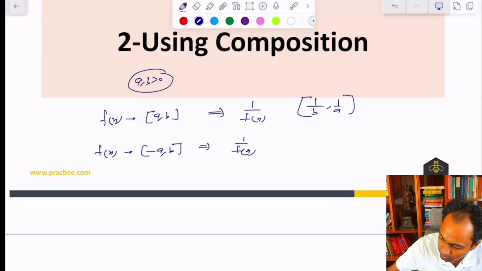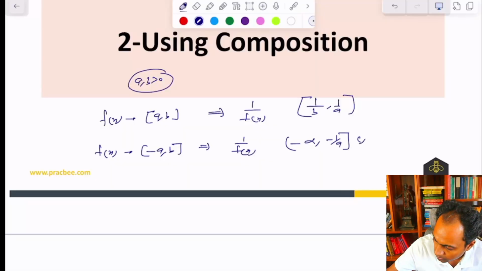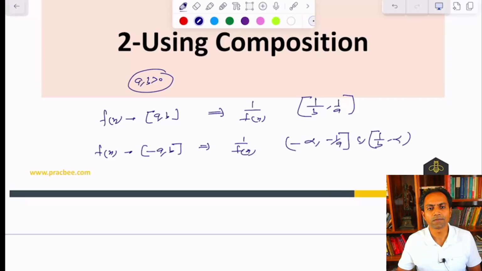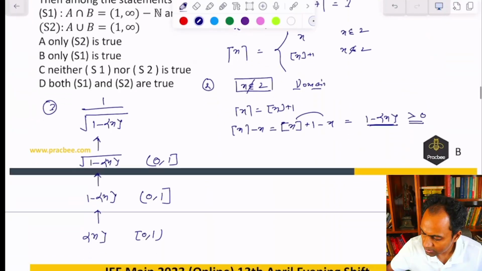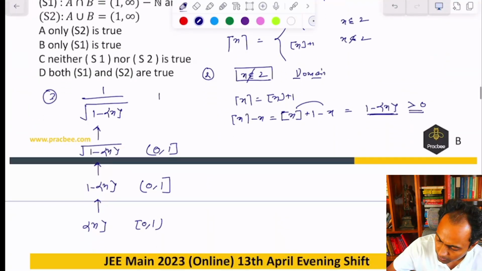So these are two common cases. The answer becomes minus infinity to minus 1 by a, union 1 by b to infinity. You can understand this using graphs, but this is something very handy to remember. Once you know this, this is the first case. So my answer will become 1 by 1 comma infinity. It is saying that we can include 1.